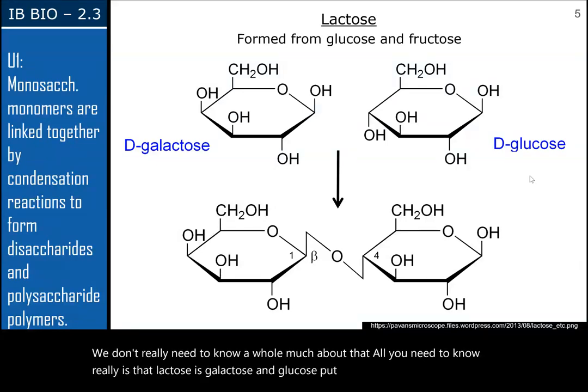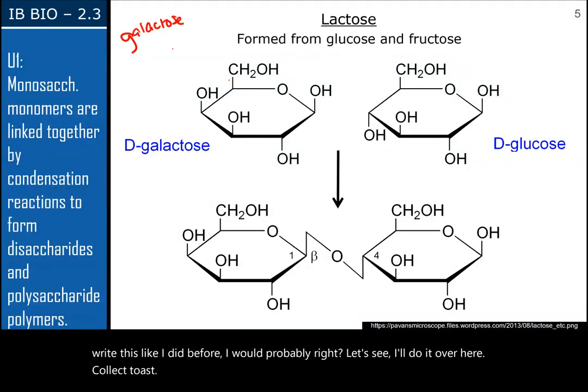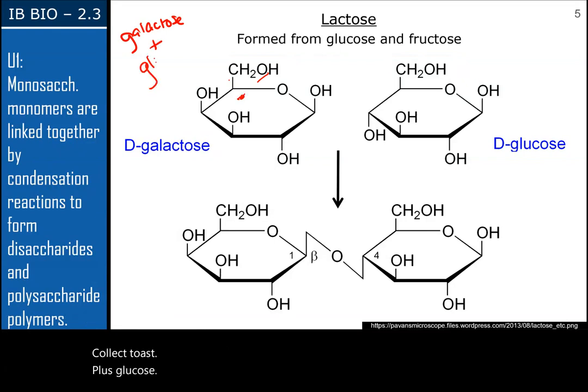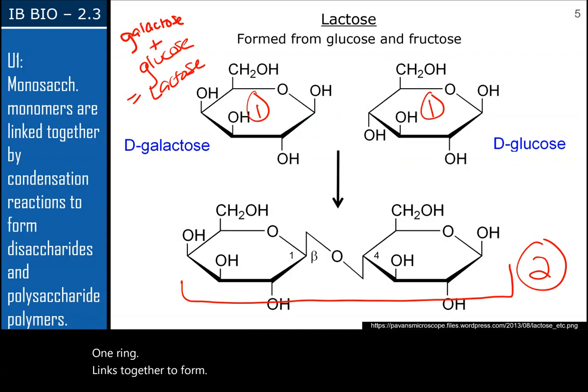So if I were going to write this like I did before, I would write galactose plus glucose equals lactose. Right? You have your monomers, one ring, links together to form two rings. Two monosaccharides linked together to form a disaccharide.